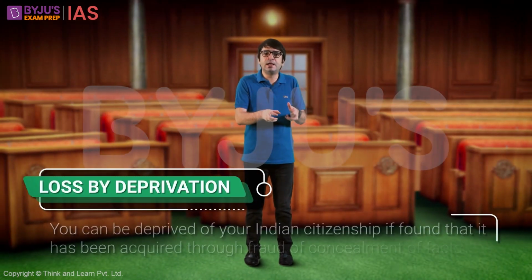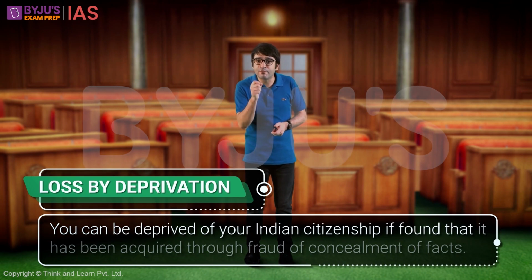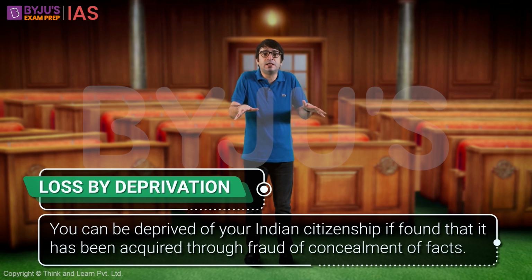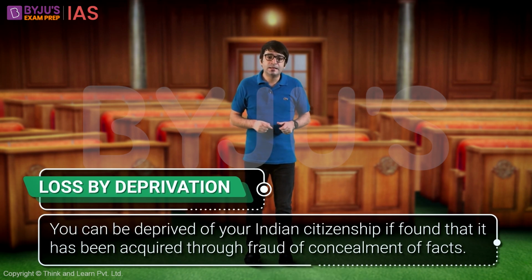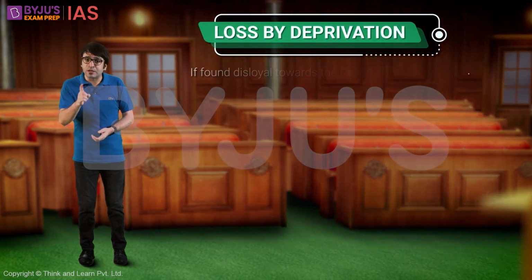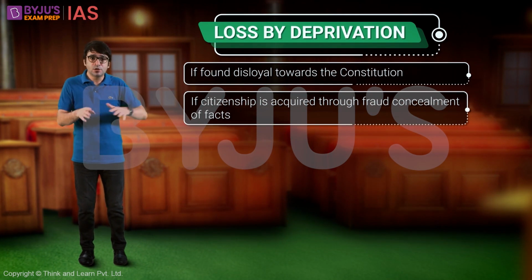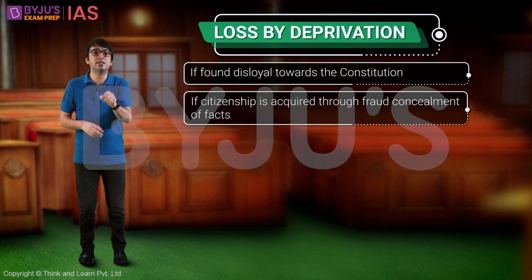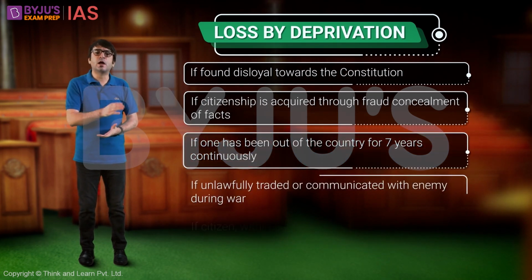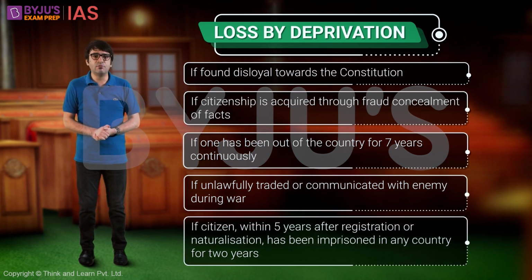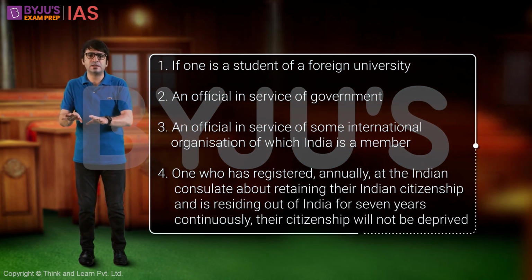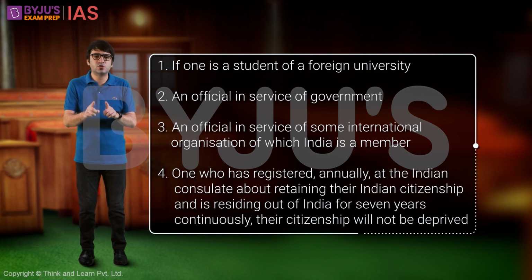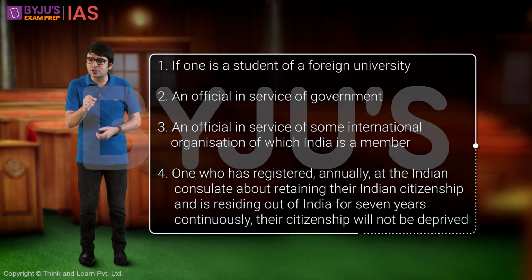What if you are acquiring Indian citizenship but through fraud, through concealment of facts? You have concealed the facts surrounding your stay in India, and that is how you have acquired Indian citizenship. If you have done that, your citizenship can be deprived from you. That means deprivation is done by the law. If you are disloyal to the Constitution, if you have acquired Indian citizenship through registration or naturalization, but through fraud, through concealment of facts. Also, if you are out of the country for 7 years continuously, you can be deprived of your citizenship. But this does not apply if you are a student of a foreign university. If you are a student of a foreign university, you stay out of this country for 7 years, your citizenship will not be deprived. But someone else who has stayed outside India for 7 years continuously, citizenship can be deprived.